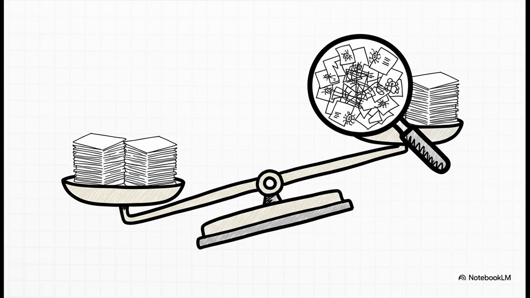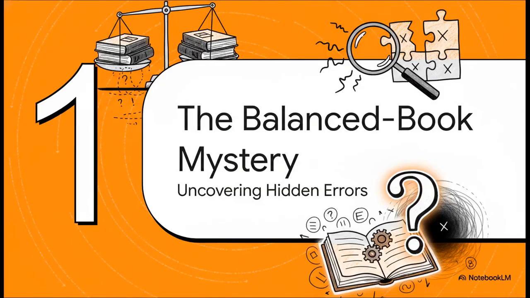Believe it or not, a trial balance that looks perfect on the surface can still be hiding some pretty significant errors. So today, we're going to investigate exactly how that's even possible. And this brings us to what I like to call the balanced book mystery. It's this fascinating puzzle of how a set of accounts can look completely in order, totally balanced, while some serious mistakes are hiding just beneath the surface.